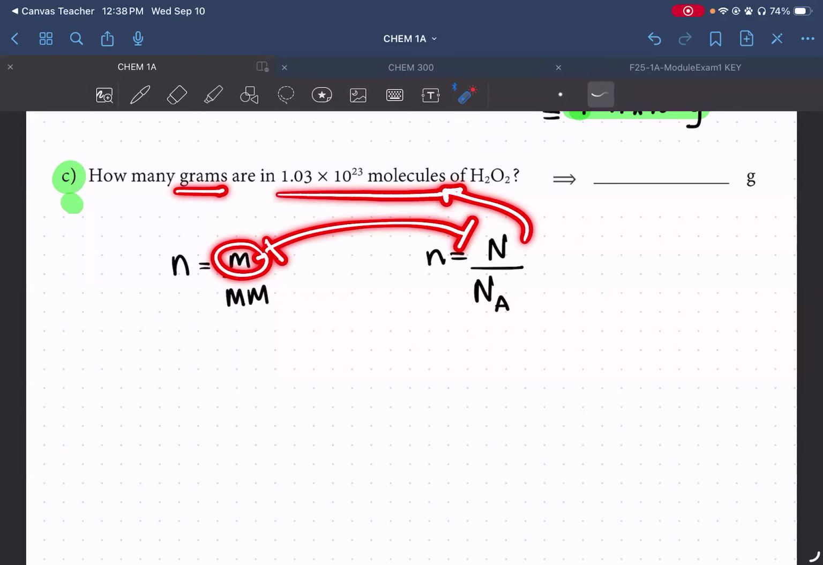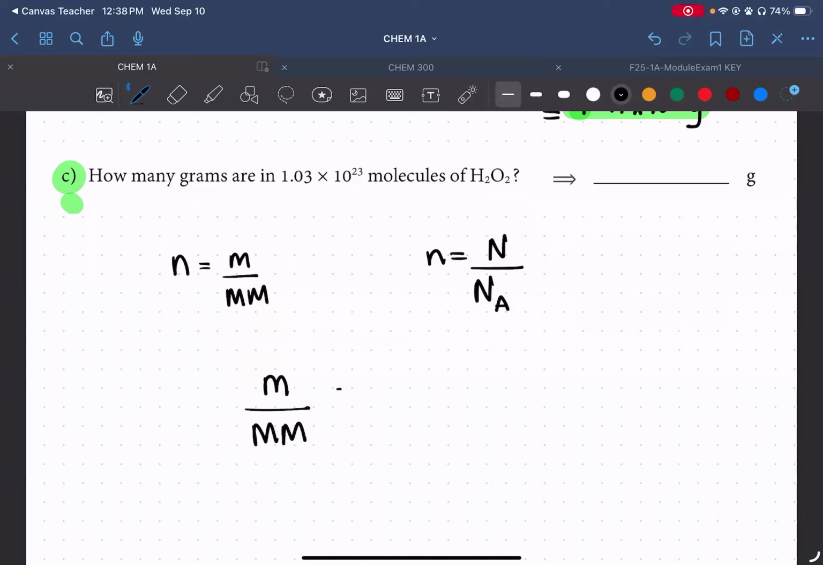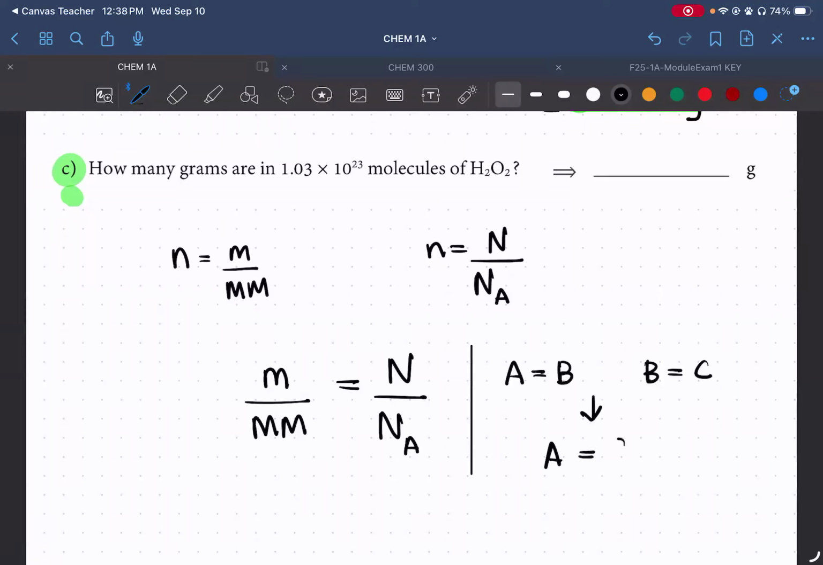So what do we need to do? We need to put them together. Remember, by that rule of A equals B equals C, we're able to say A is equal to C. We can say that since N is equal to the same thing, N over N sub A and M over MM, we can come up with a new formula that says M over MM is equal to N over N sub A. Remember that this ultimately comes back to the idea that if A is equal to B and B is equal to C, we can say that A is equal to C.